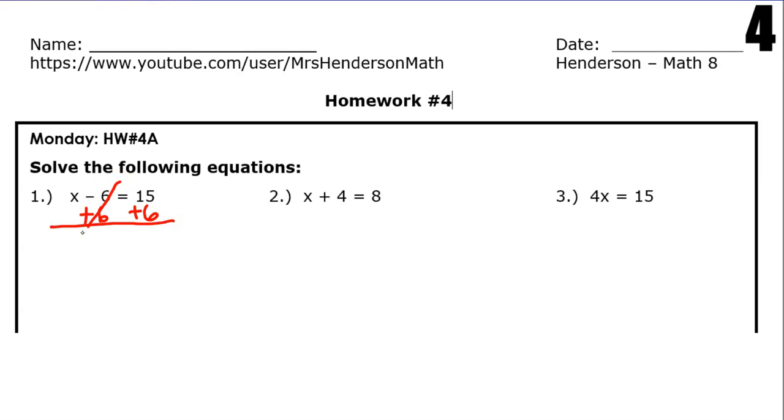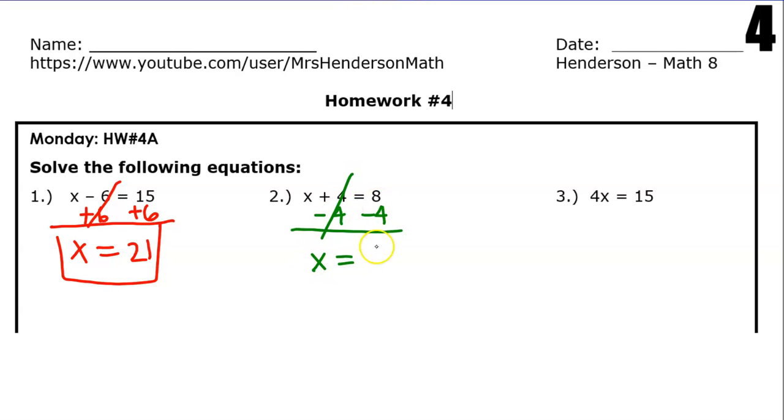These are additive inverses, which make 0, and 15 plus 6 makes 21. Do the same thing with question 2. Find the constant that's being added to the variable, and perform the opposite operation to both sides. Cancel the additive inverses, and there's your final answer.